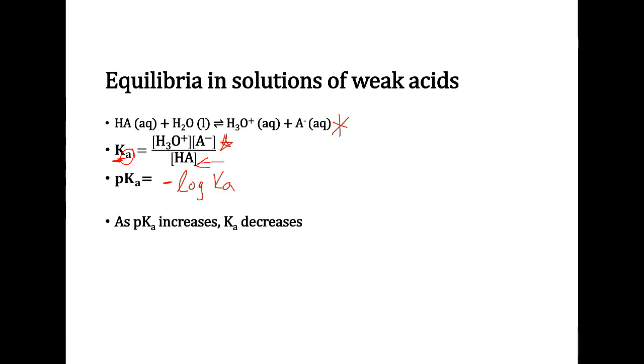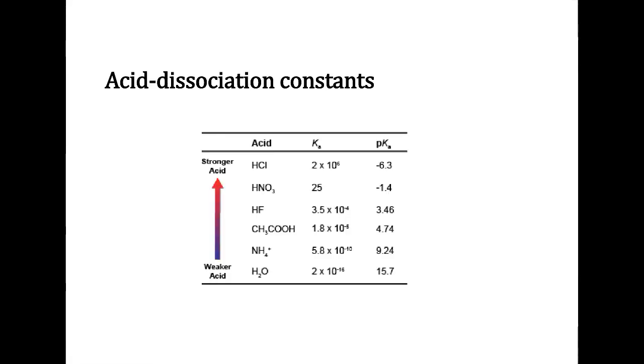Let's go ahead and look at some examples really quick. Here are some common acids, their Ka values and their pKa's. What we'll see is that strong acids that we assume to dissociate completely, like hydrochloric and nitric acid, have Ka's that are greater than 1. Their pKa's are negative, so these are really strong acids. Then, if we look at some common weak acids that we'll encounter, hydrofluoric, acetic, and then the ammonium ion, we'll see that their pKa's have values from 3 to 10.